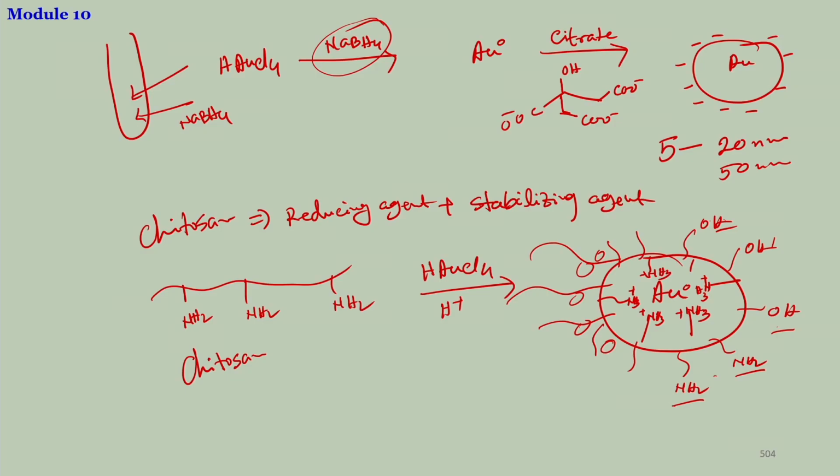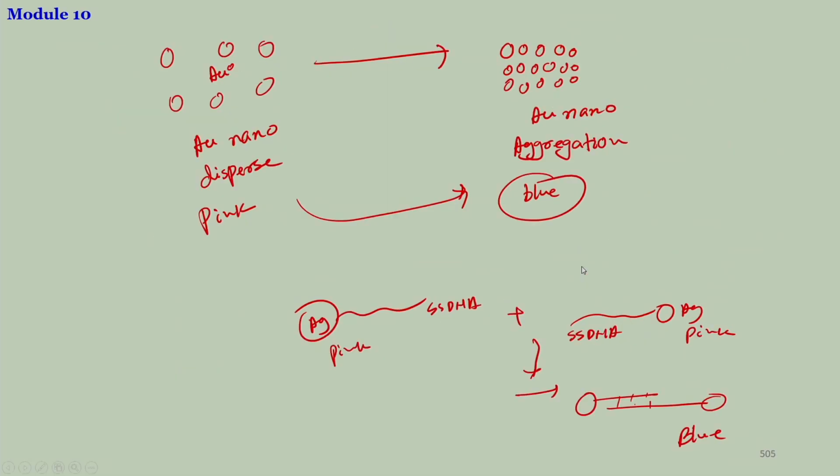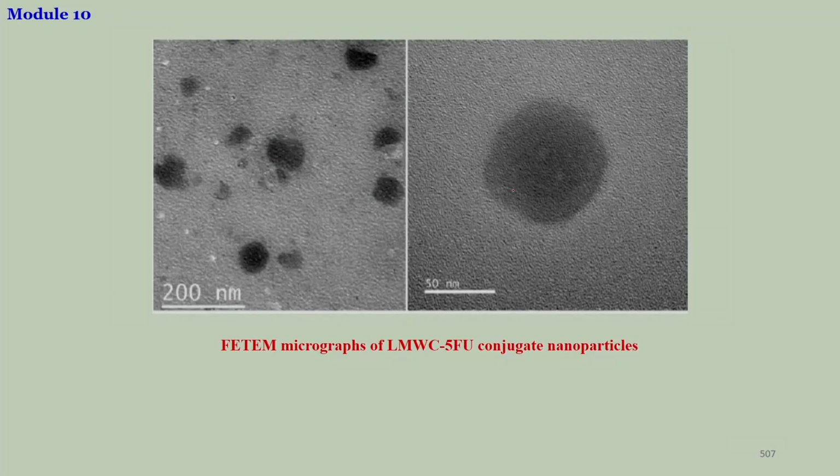All right. So, with this I will conclude this module. This is how the size of the nanoparticles looks like. This is the 200 scale, this is called FETM, Fourier transform electron microscopy. Transmission electron microscopy is TEM, and FETM is the Fourier transform version.